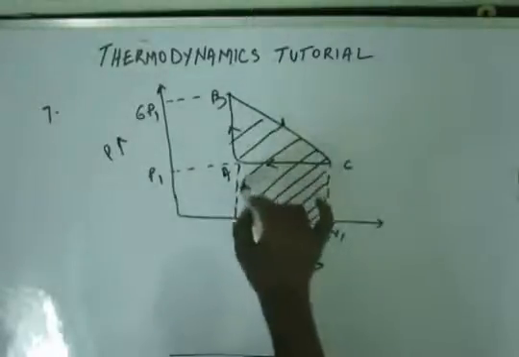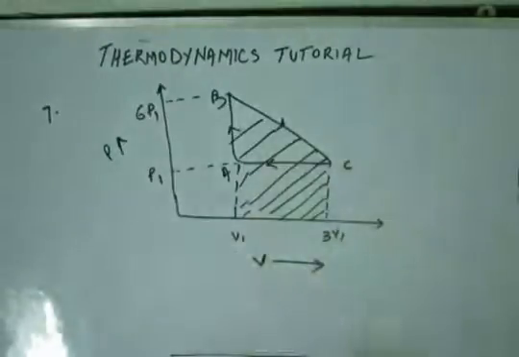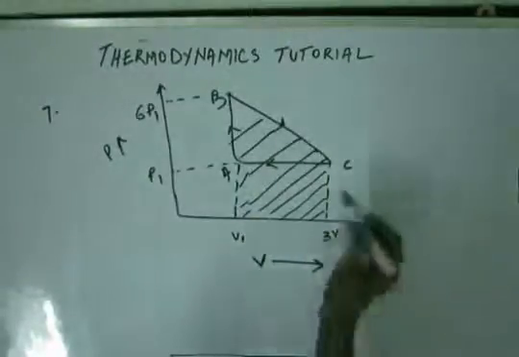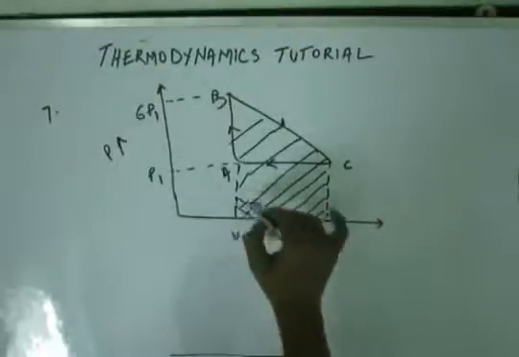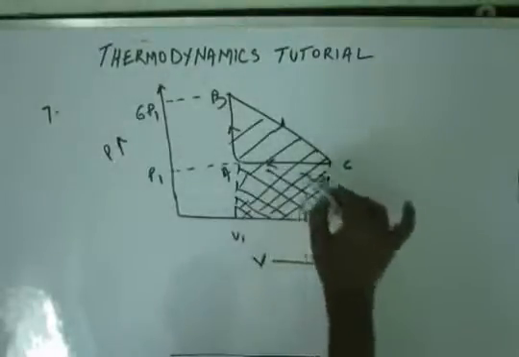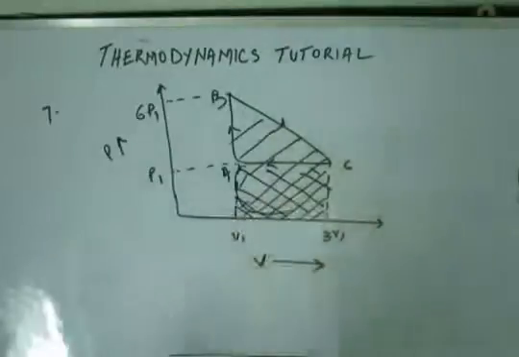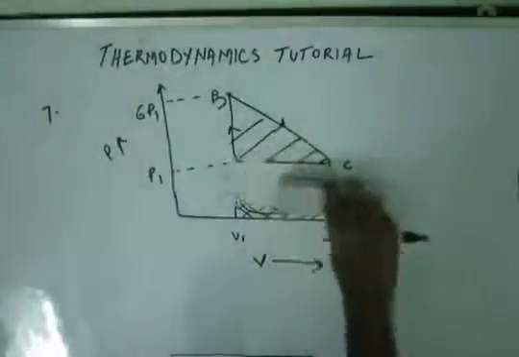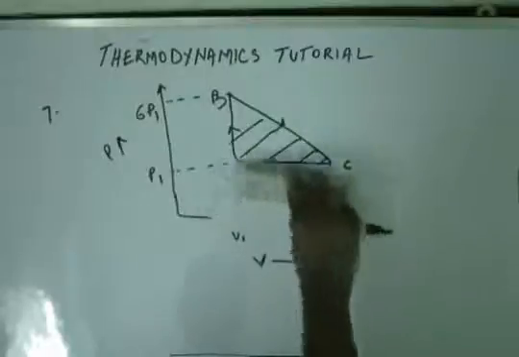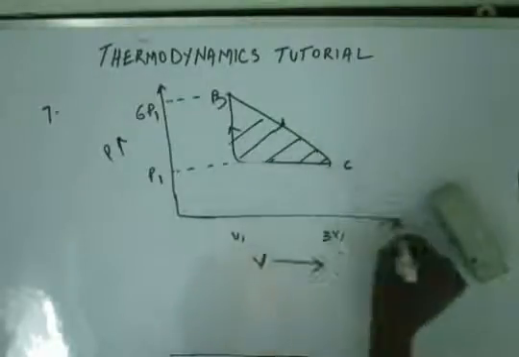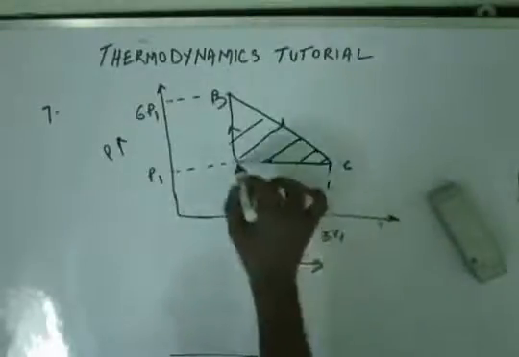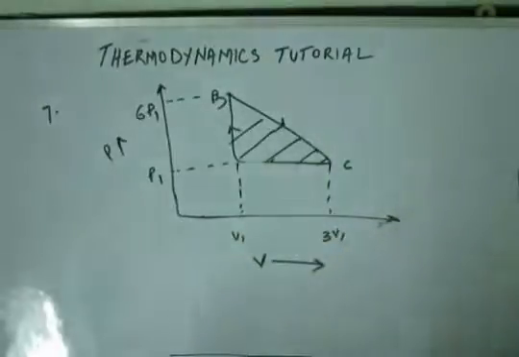BC is a straight line, and this whole area will be included in that. This is expansion, so work done will be negative. And then C to A, this is the area, and this area will be cancelled out. So whatever area you will be left with will be only the area which is inside this cycle. Okay, that's how it is. And the net work done will be negative.